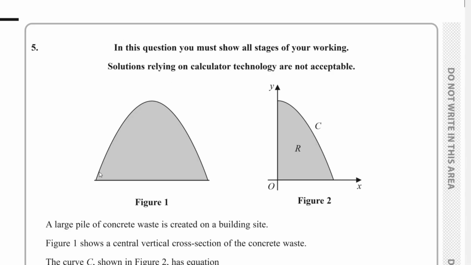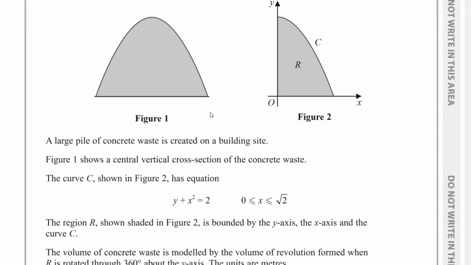Question number 5. A large pile of concrete waste is created on a building site. Figure 1 shows a central vertical cross-section of the concrete waste. The curve C, shown in figure 2, has equation y plus x squared equals 2, where x is in between 0 and root 2. The region R, shown shaded in figure 2, is bounded by the y-axis, the x-axis, and the curve C.